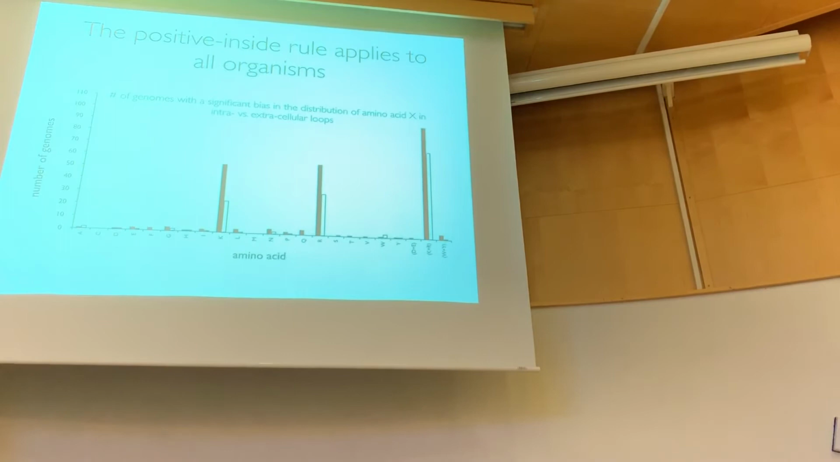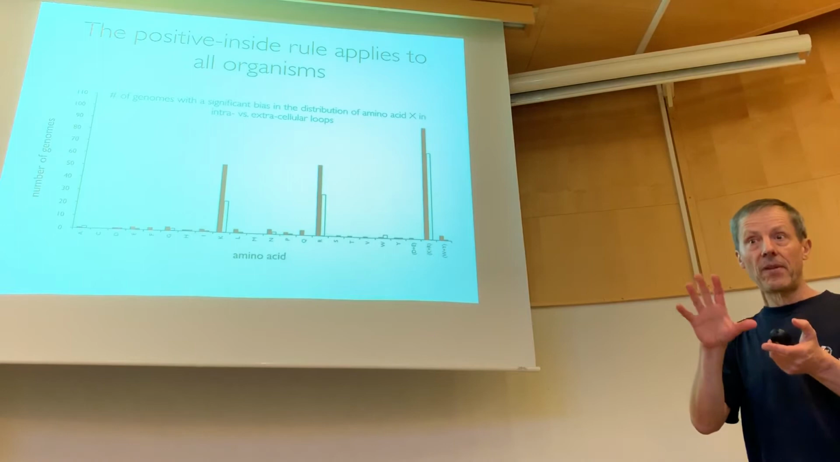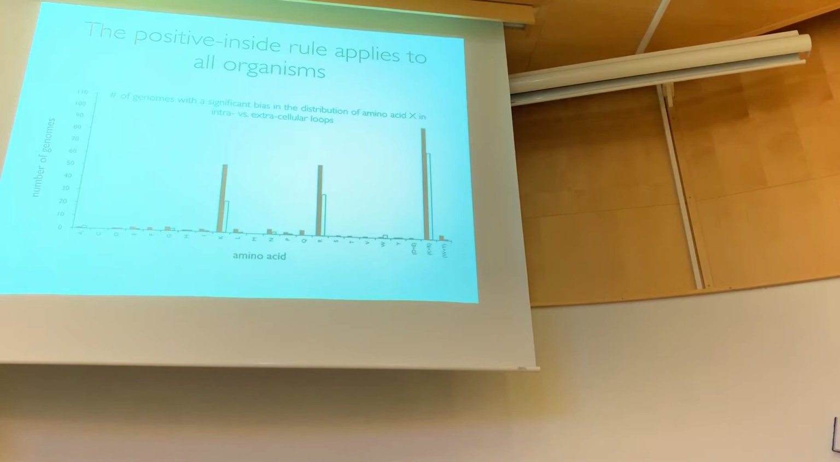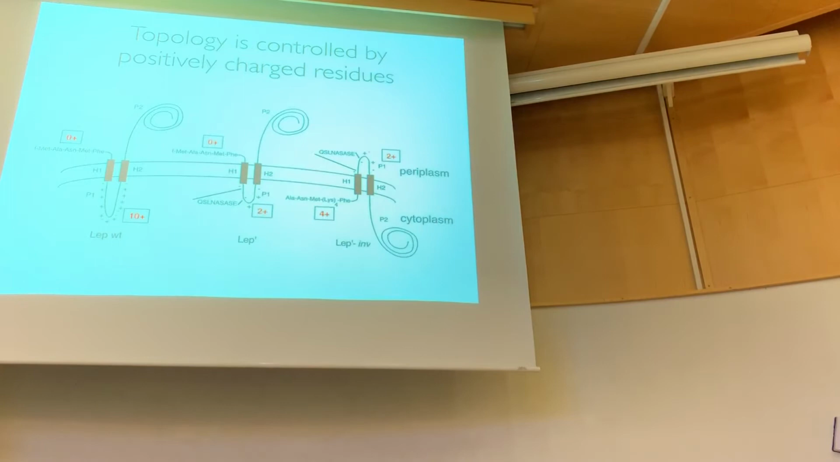So positive charge distribution correlates with orientation. Now you can ask, does it cause orientation, as a control of orientation, which you would suspect, of course, because you see it in all these cases, but is that true? And indeed, you can experimentally show that positively charged residues control the orientation of membrane proteins in the membrane.